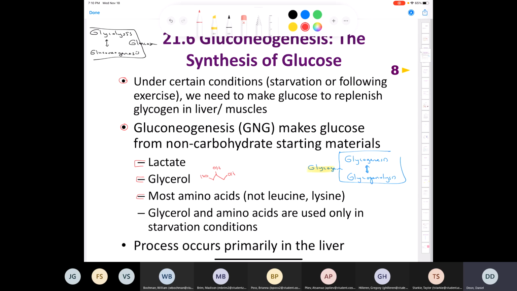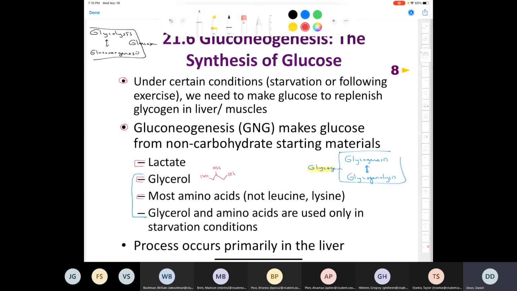Glycerol and amino acids are only used in starvation conditions. So these last two, if you're really hard up, if you're starving, you're going to take glycerol and amino acids and convert them into glucose. And that's to keep yourself alive, right? If your brain isn't functioning, you can't survive. Okay, and this process occurs primarily in the liver.